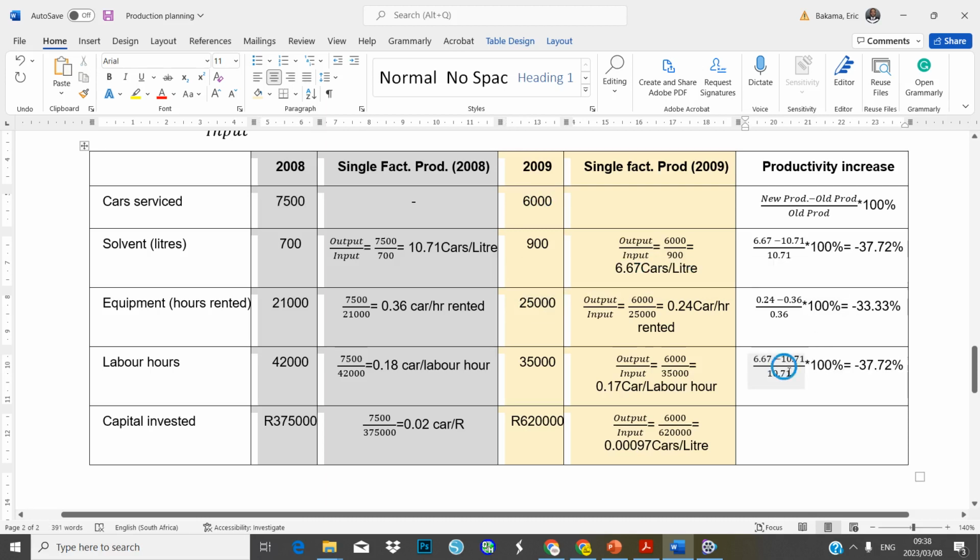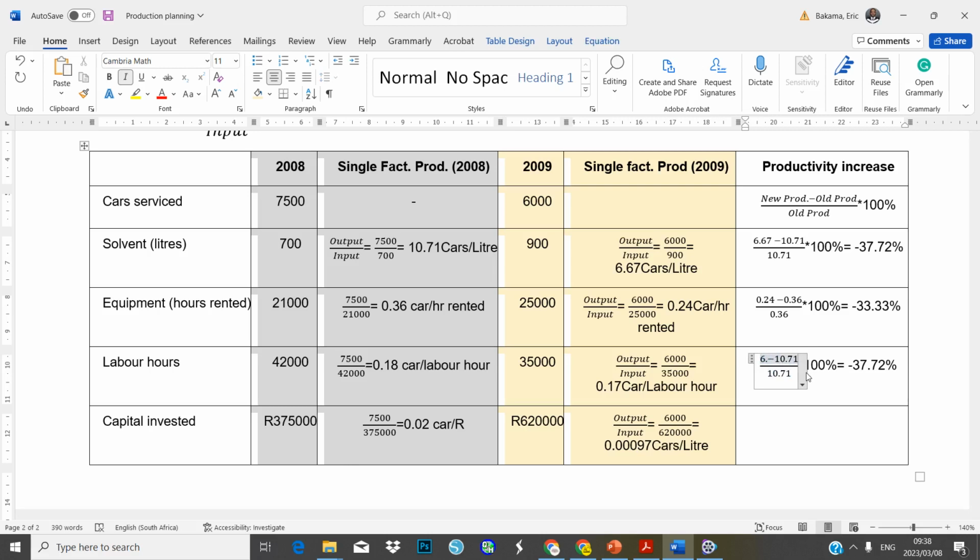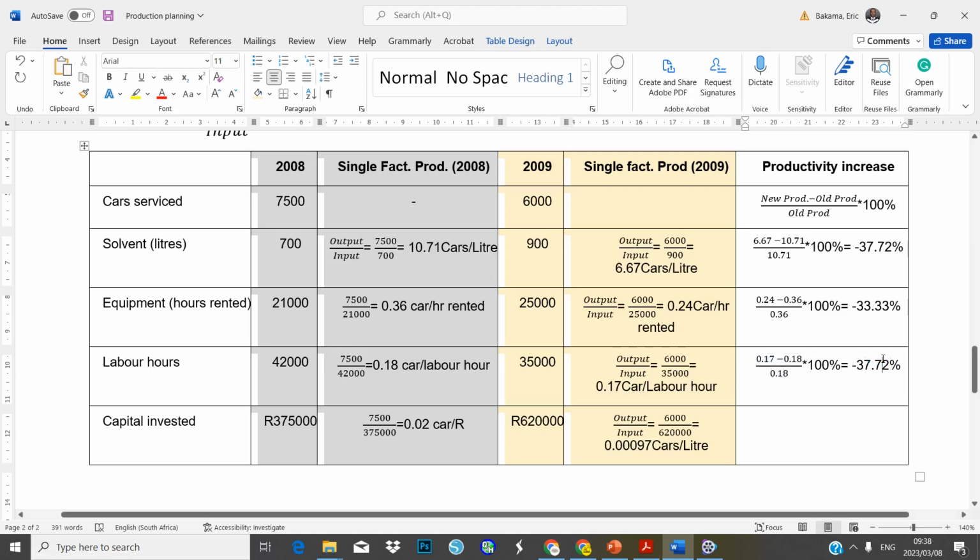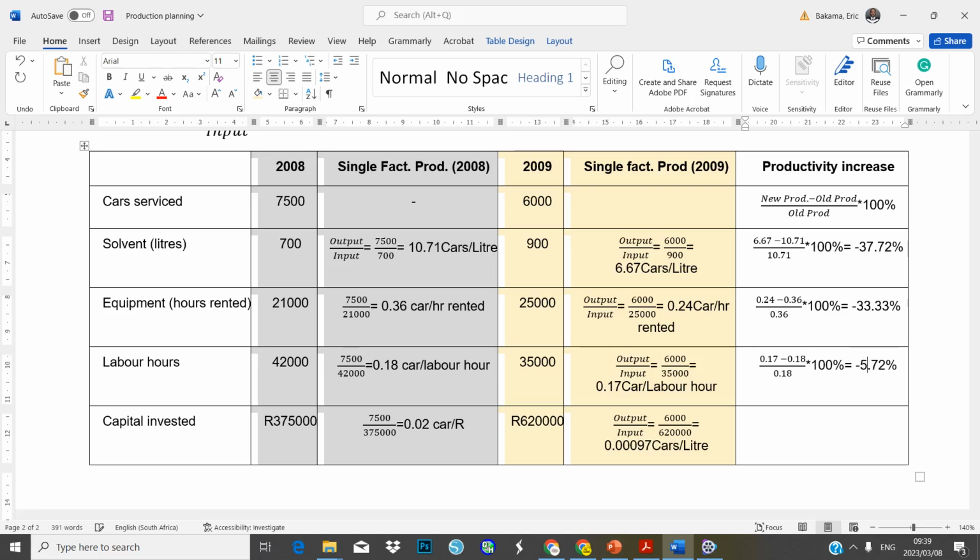Now we do the same thing in terms of productivity. The one for 2009 is the new one, which is 0.17, minus this other one, which is 0.18, and then we divide by 0.18 and multiply by 100. We still get a negative value, a decrease of 5.55, which I'll put as 5.6. So it means that in terms of labor, there's been a decrease.